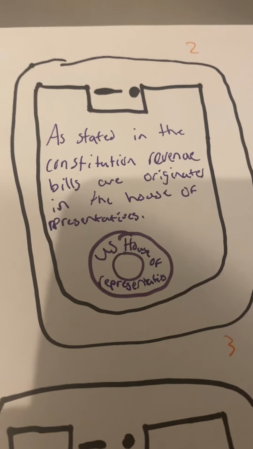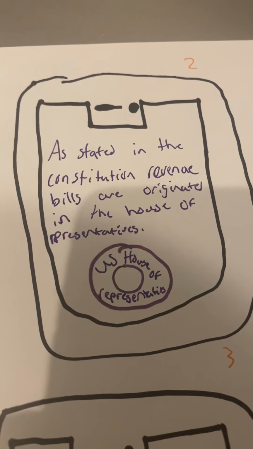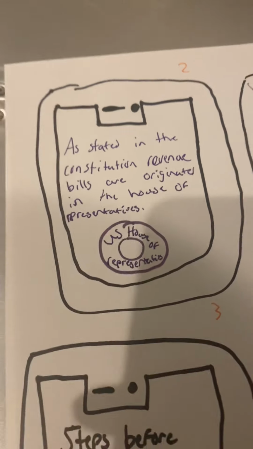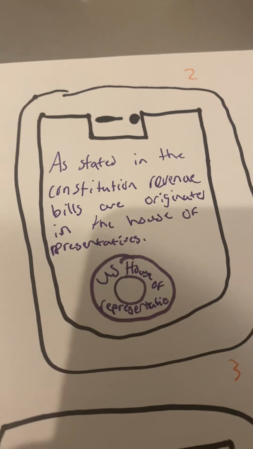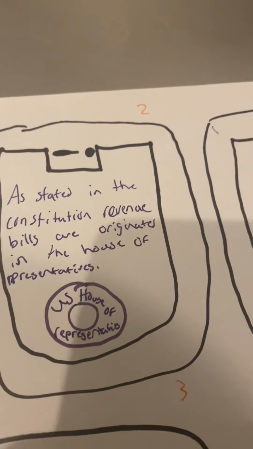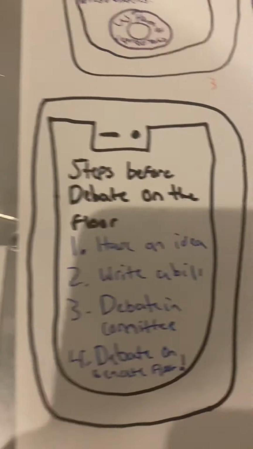We can go back to the home page and go to the second slide, which leads us to here. As stated in the Constitution, revenue bills are originated from the House of Representatives, and this also has a little logo of the House of Representatives. We can go back to the home page and go to the third slide, which leads us to here.